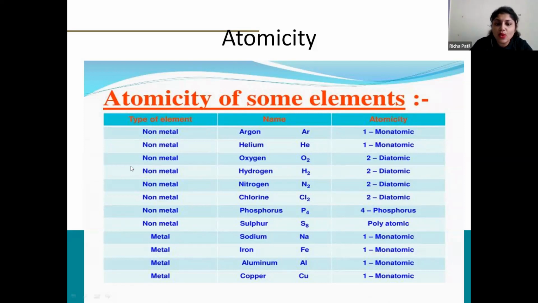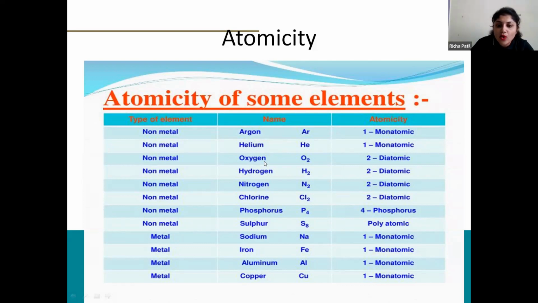Along with some non-metals like oxygen, hydrogen, nitrogen, chlorine, phosphorus. Argon and helium never form diatomic molecules. They are always in monoatomic form. They do not react, these noble gases. So these are in the monoatomic form.